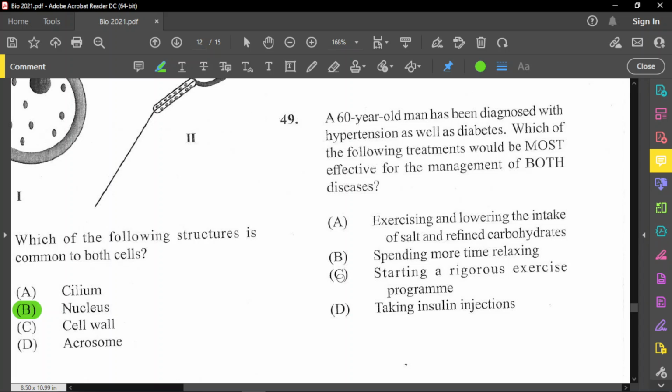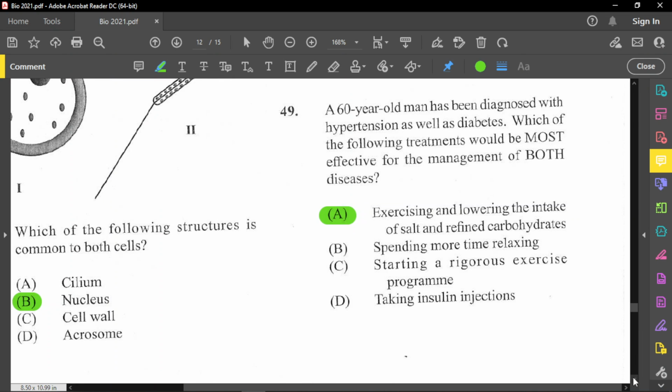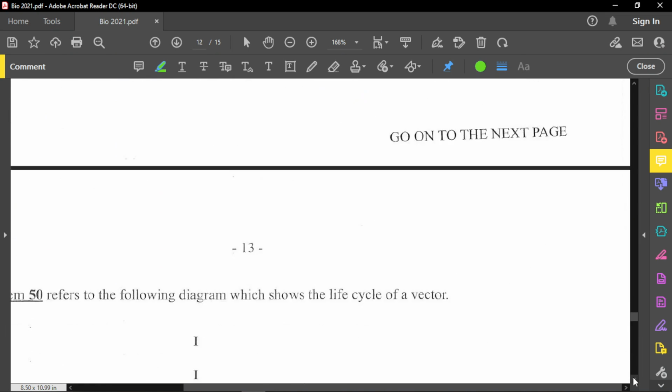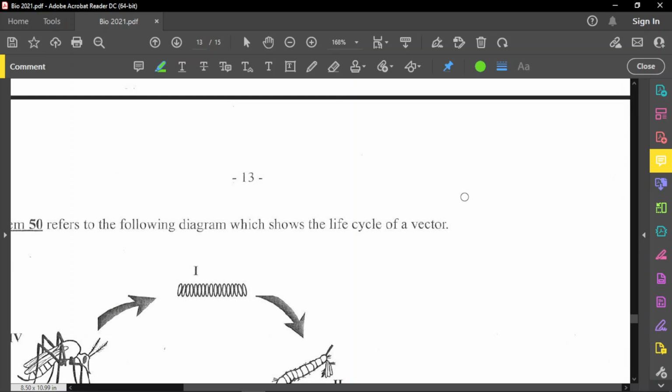That is good, but that is only good for diabetes, not for hypertension necessarily. Taking insulin injections, that's for the diabetes part of it, but not for the hypertension. So A is definitely the winner for 49. All right, let's go to 50. 50 is way down the bottom. All right, so 50 is here.